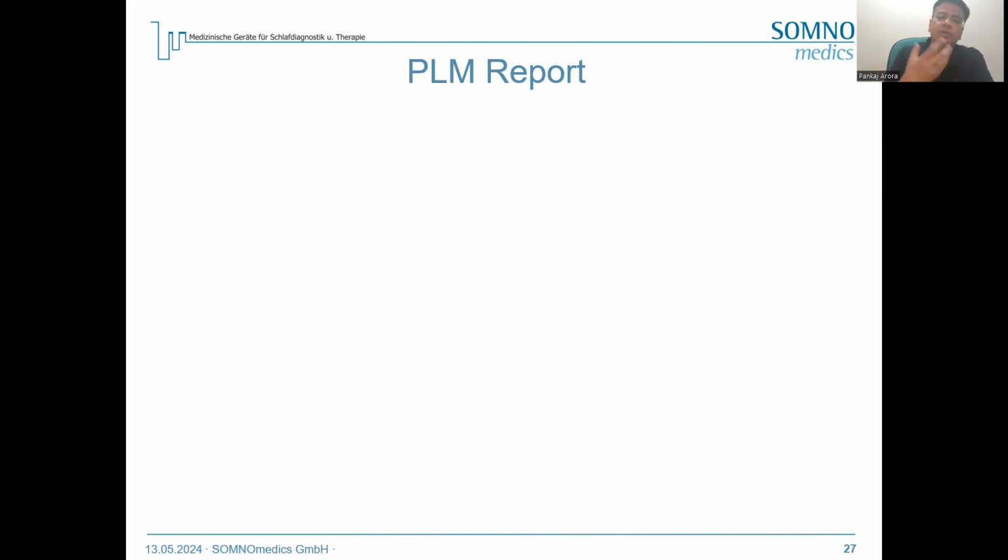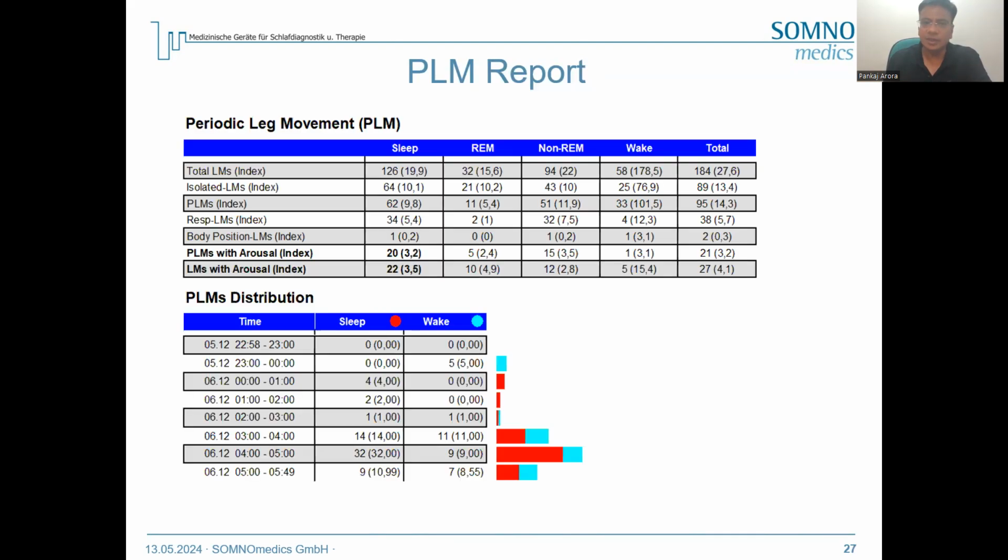He is telling us that he could be having snoring or obstructive sleep apnea. But to get the objective measurement, we need to put on all the sensors, and that is why we also put on the leg movement sensors, to see whether the leg movements are disturbing his sleep. That is how we see the periodic movement report.